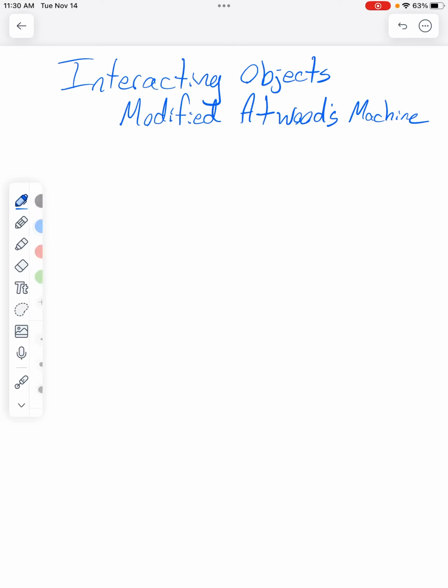We're going to look at another interacting objects problem. Hopefully you've already seen the video on the Atwood machine, because this is going to be a variation of that, and it's actually potentially a little bit easier to understand. It's just not as historically relevant.